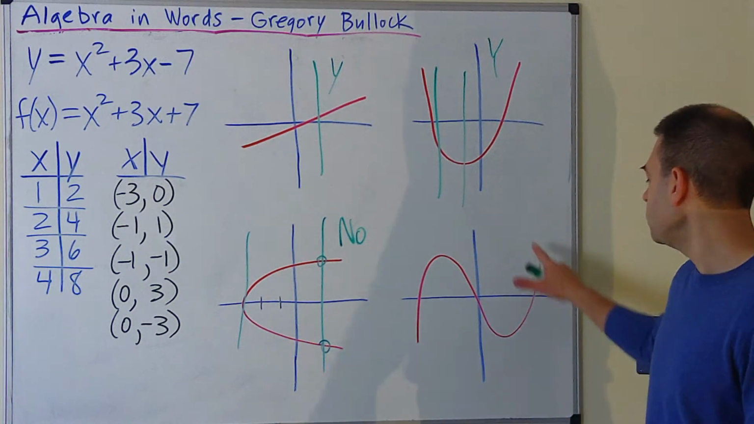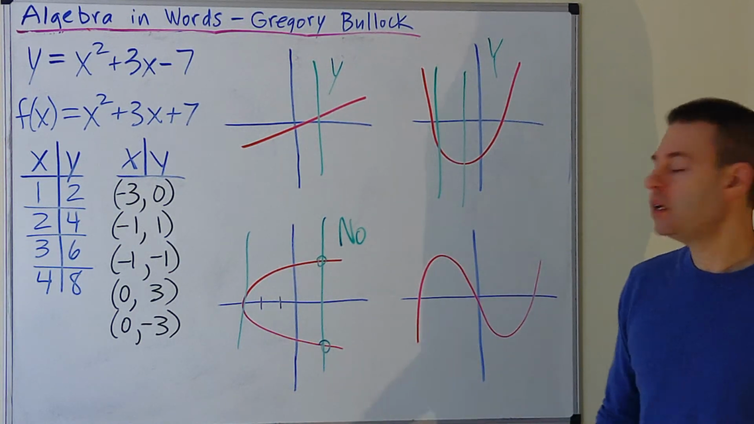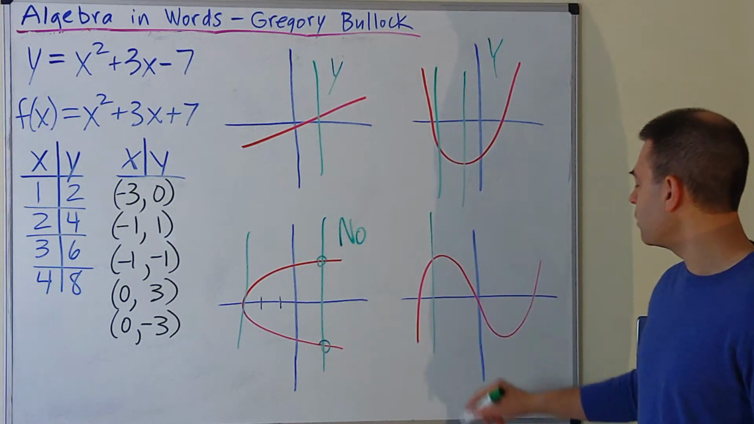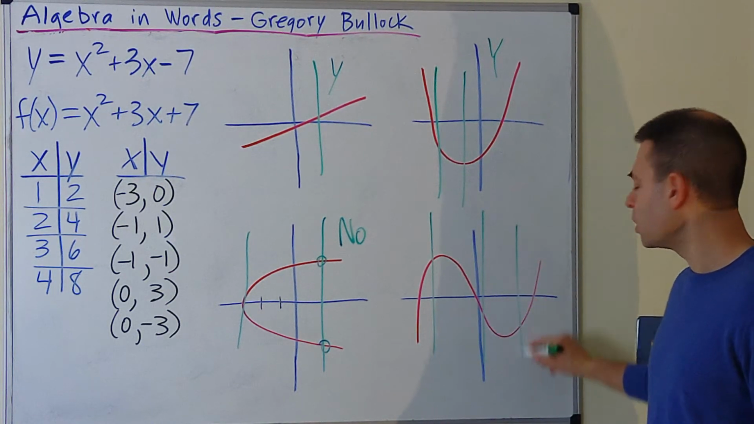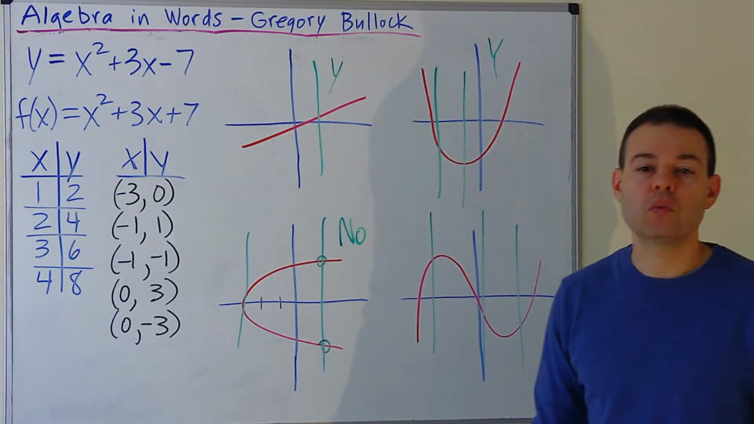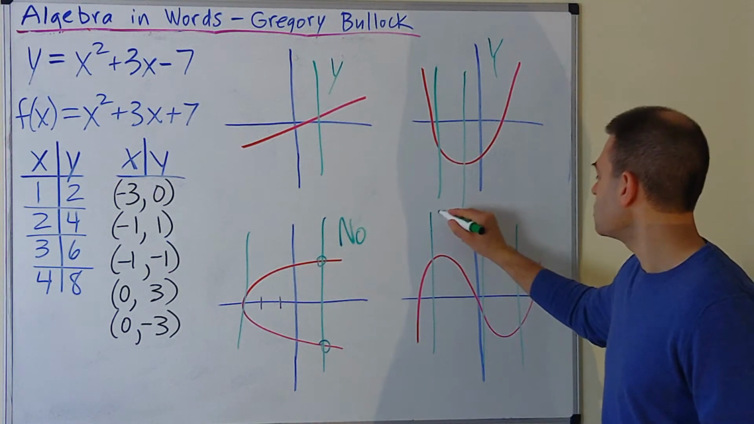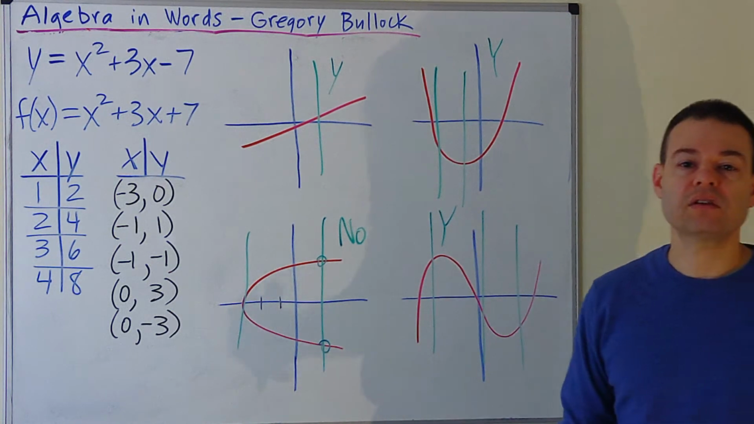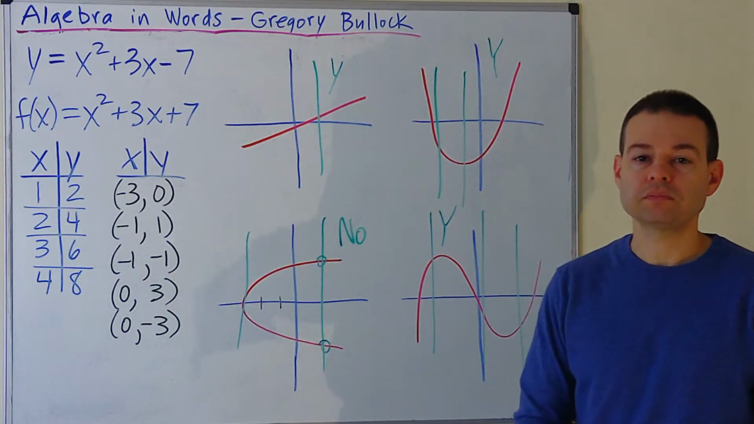And finally, what about this one? It's a cubic. And if we draw the vertical line, whether here, or here, or here, it only goes through once, so that means that this is a function. We could say yes, it's a function, or you could write function.